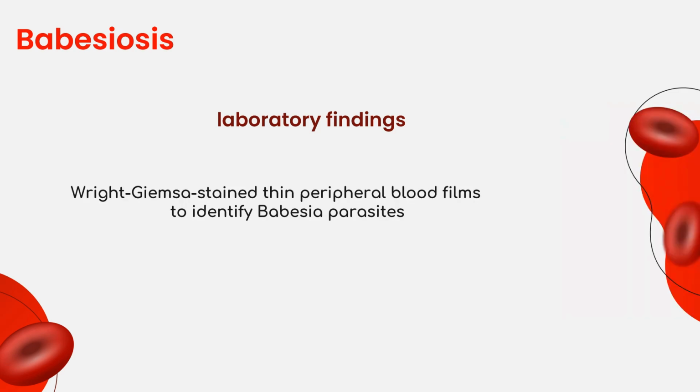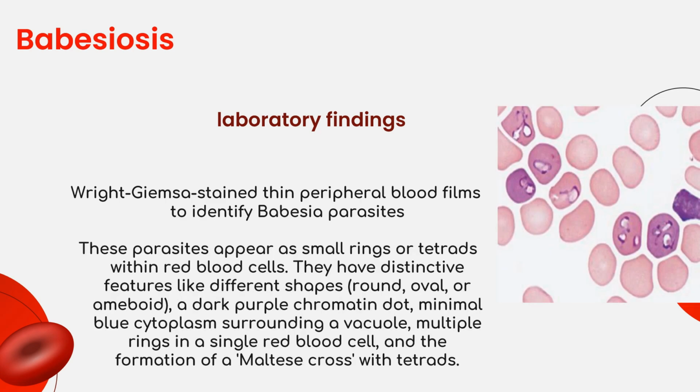To make a definitive diagnosis, doctors rely on microscopic examination of Romanowsky-stained thin peripheral blood films. Babesia parasites, named after the disease, appear as small rings or occasionally as tetrads within red blood cells. These parasites can take different forms, such as round, oval, or amoeboid, with a dark purple chromatin dot and minimal blue cytoplasm surrounding a vacuole.